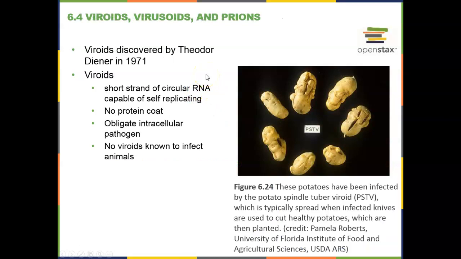So now let's jump into viroids. Viroids were discovered in 1971 by Theodore Diener. These are short strand circular RNA structures. They only have RNA. They have no protein coat. They are obligate intracellular pathogens to plants only. There are no viroids that actually infect humans or animals, I should say.